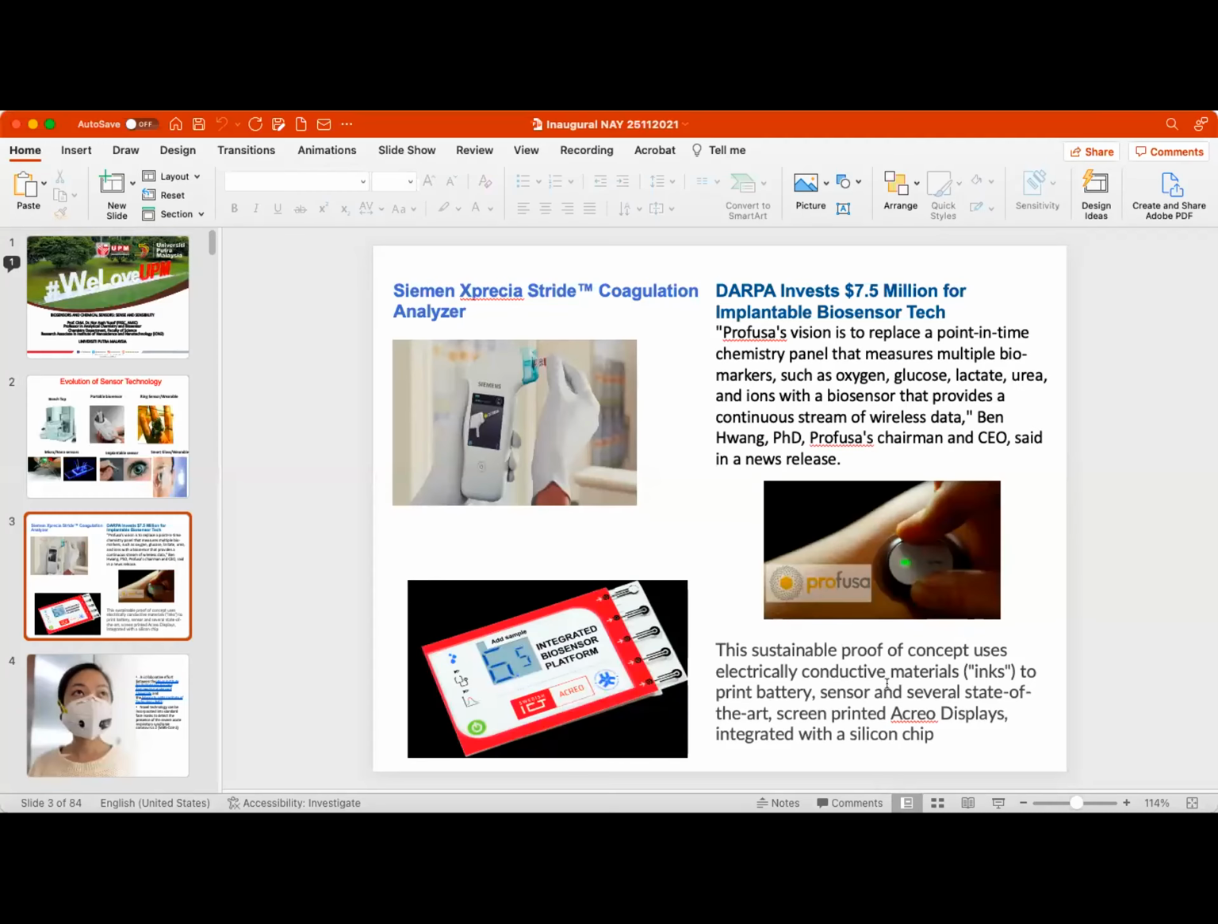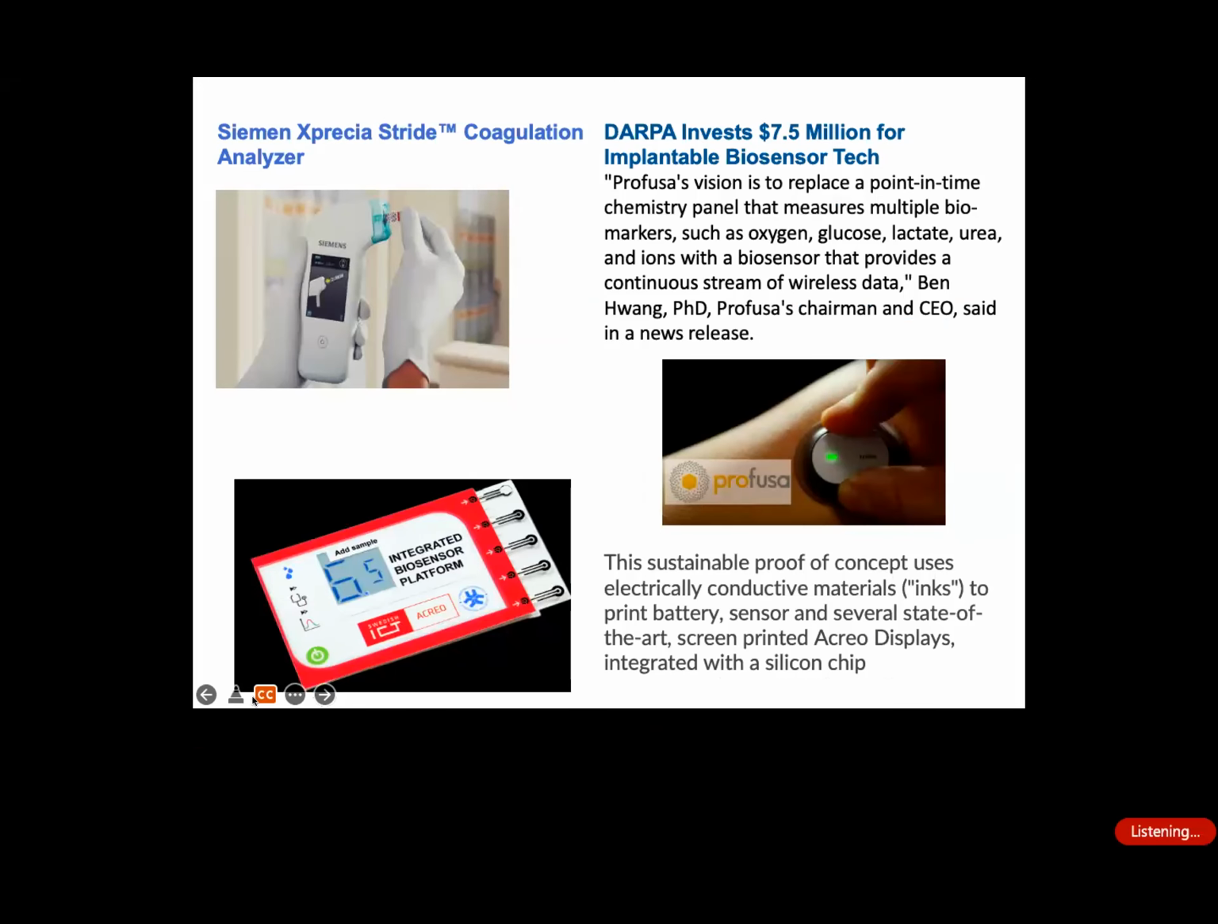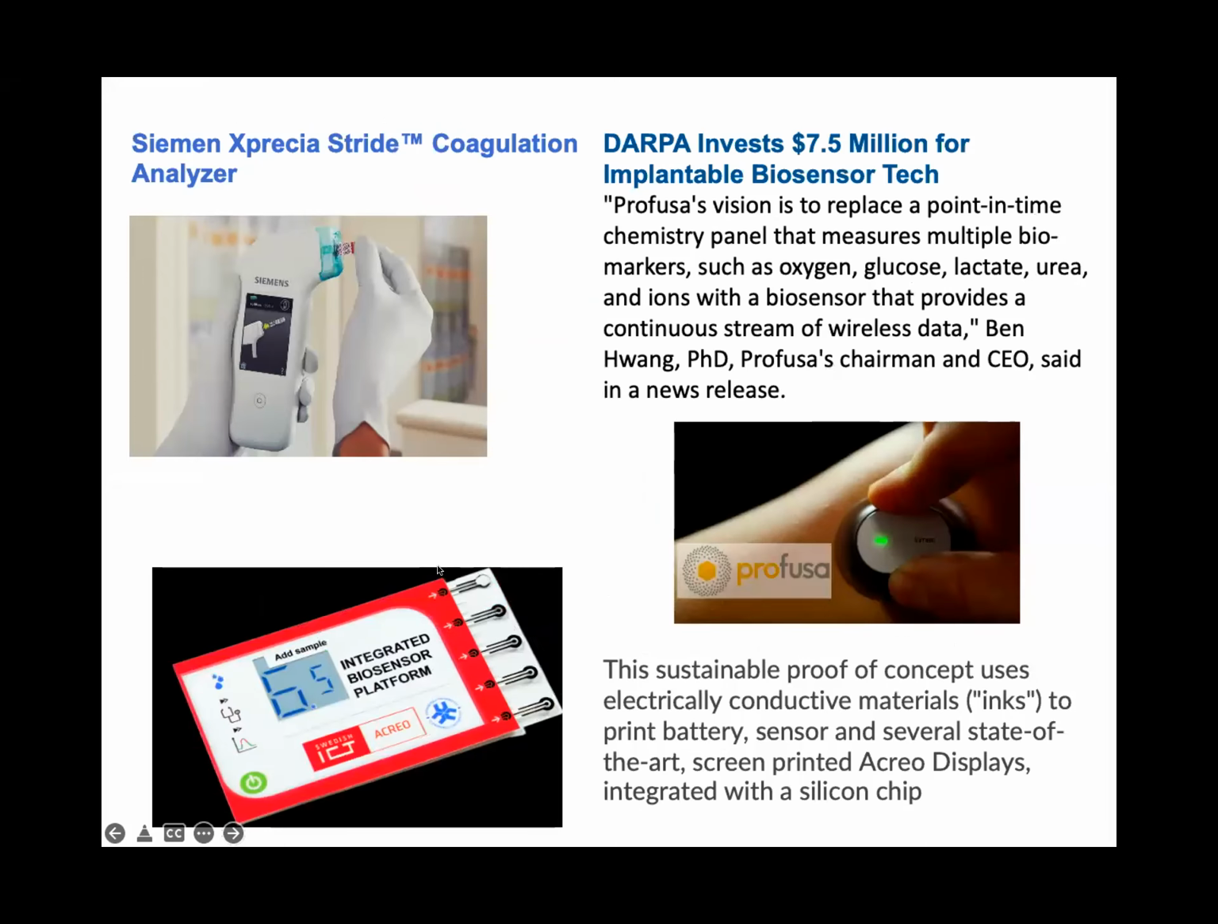So I just want to show examples of what researchers, not just researchers, but commercial companies have come out with by using electrochemistry. So there's a lot actually in the market that we do not know about.